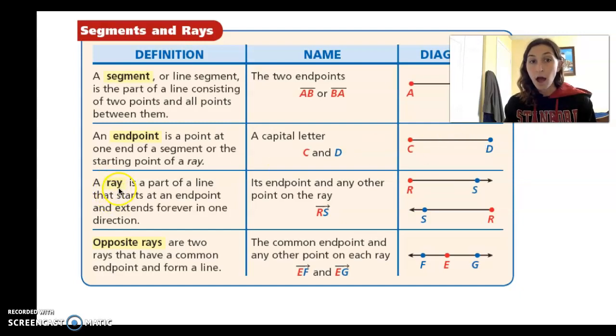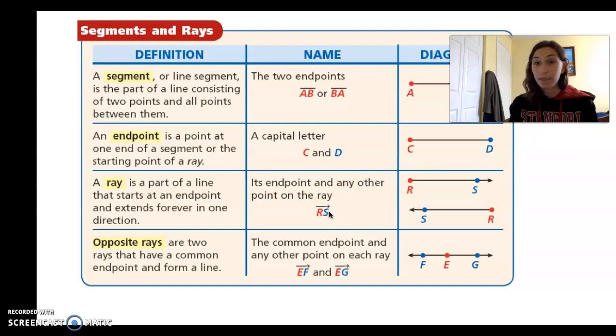Now, a ray. A ray is a part of a line that starts at an endpoint. So you can see it's starting at an endpoint and extends forever in one direction. So it kind of looks like a segment and a line put together. But you have an endpoint and extending forever in one direction. This is another ray. You have your endpoint, R, extending in one direction. When you're naming a ray, you would always put it in order from its endpoint. So here you can see its endpoint is R, and the ray is going this direction towards S.